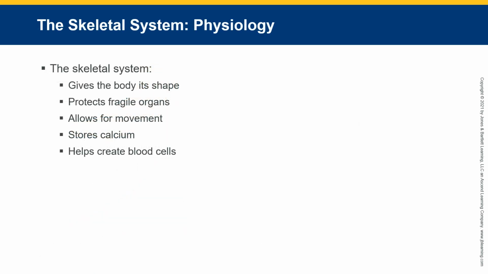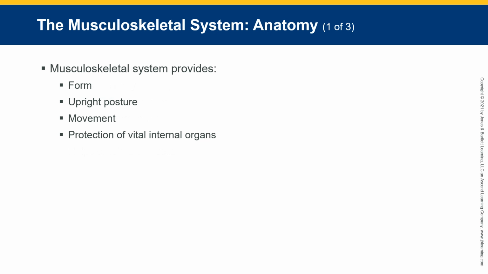Your skeletal system. Its shape protects the fragile organs, allows for movement, stores calcium, and helps create blood cells. Anybody have any questions about the skeletal system before we move on? Okay. The musculoskeletal system provides form, upright posture, movement, and protection of the vital internal organs.